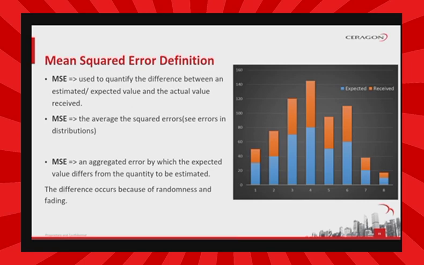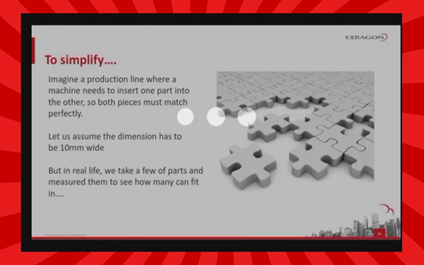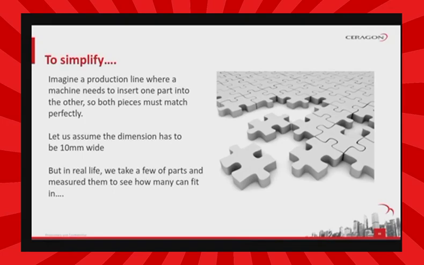The difference occurs because of randomness and fading or interference. In order to better understand the mean square error concept, let's imagine a production line where a machine needs to insert one part into the other, so both pieces must match perfectly.